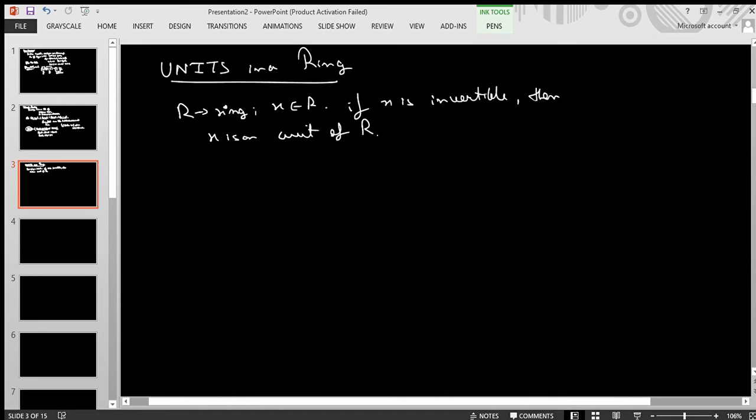Let's take examples. If you take the ring Z with plus and dot, what are the elements in this ring which are invertible? In this case, you have only two elements, 1 and minus 1. Only 1 and minus 1 are the invertible elements.